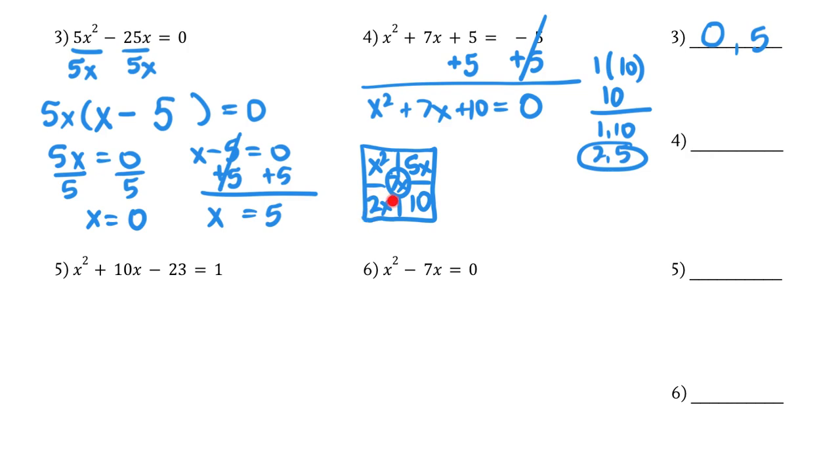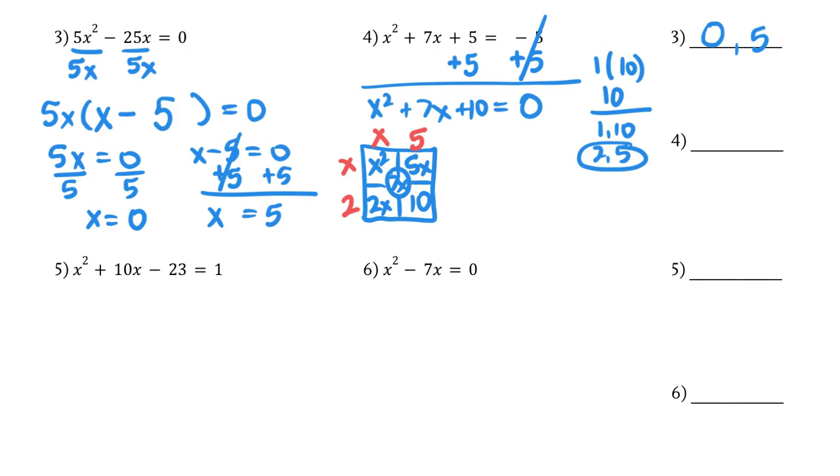Remember that these two corners need to add to my middle number right here. And now I'm looking for the greatest common factor of each row and each column. In my top row, x can divide out, and in my bottom row, 2 can divide out. In my left column, x can divide out, and in my right column, 5 can divide out. You want to always double check this by multiplying. x times x gives me x squared, which is what I have right here. x times 2 gives me 2x. 5 times x gives me 5x. 5 times 2 gives me 10. So I know that I multiplied this correctly. I have the right factors.